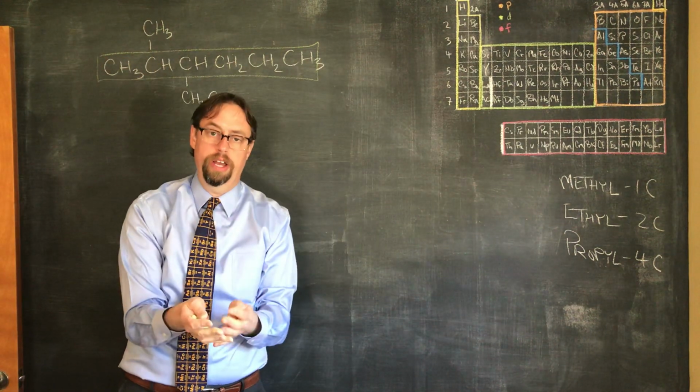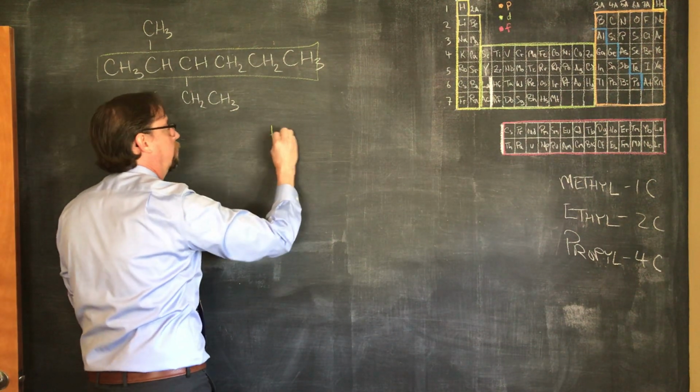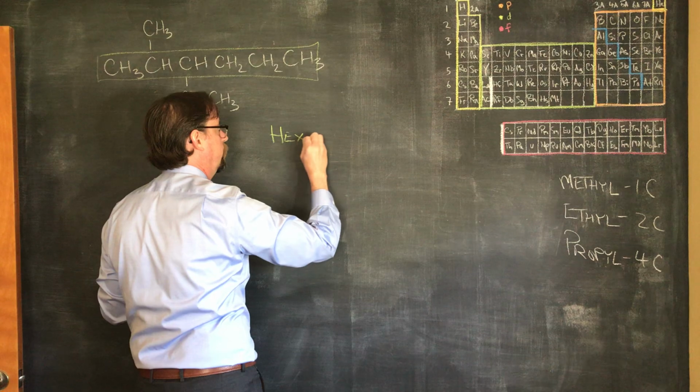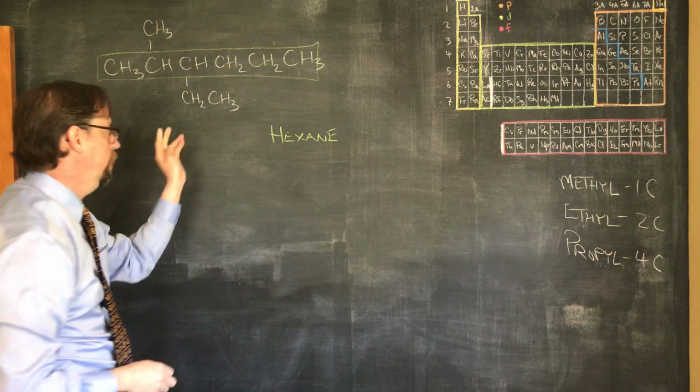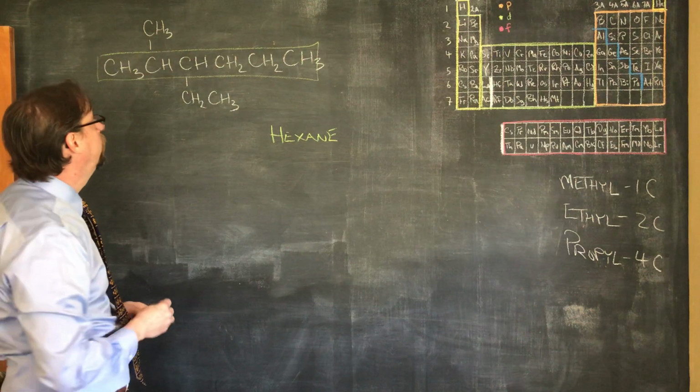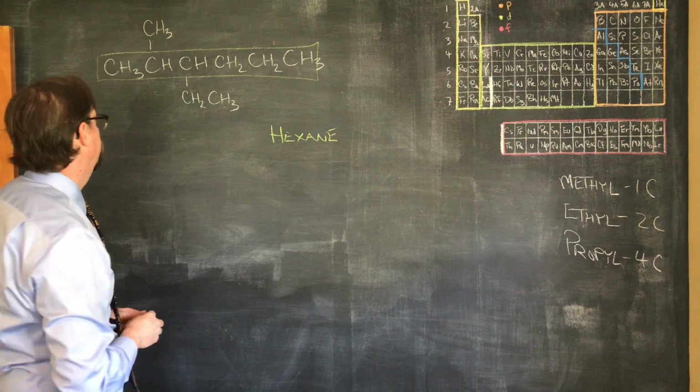I'm going to try to avoid that if I can. So I'm going to have a 6-carbon compound. So we know it's a hexane because the hex refers to 6, has all single bonds, so it's an A and E, so it's a hexane. Now we need to number those carbons.